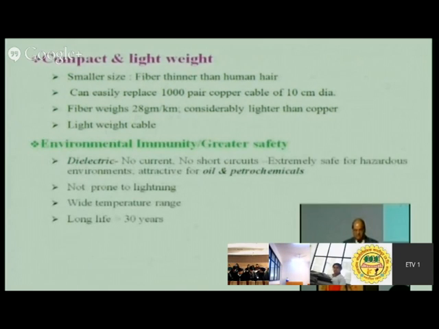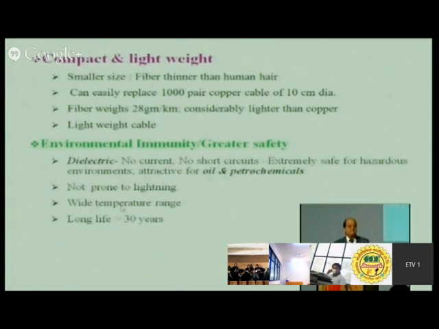Then environmental immunity, so greater safety. Optical fiber is a dielectric. No current, no short circuit, no fear of fire. As a result, they can be used very safely in hazardous environments. Very attractive for oil and petrochemical industries, where short circuits and sparks are a problem that can lead to a lot of losses. So it is very attractive for these applications, and not prone to lightning.